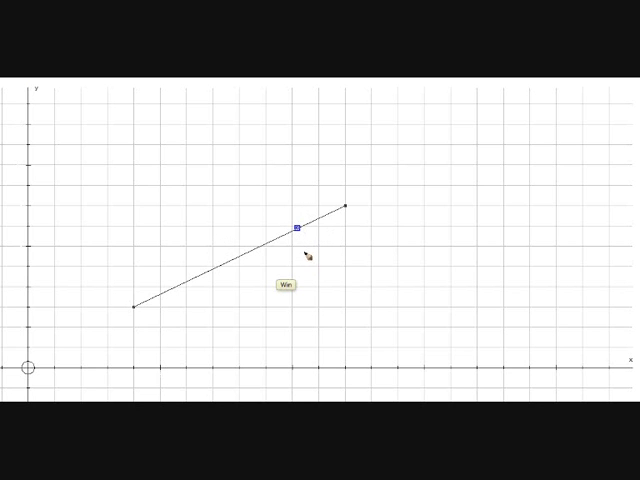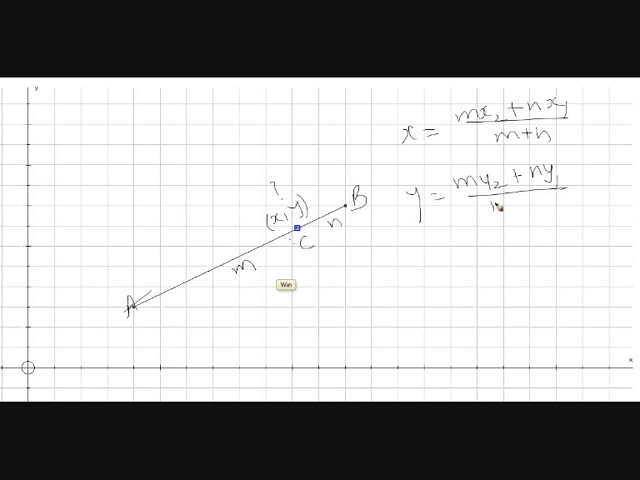In general, we can say that if the point C cuts the line AB in the ratio m:n, what will be the coordinates of C? The proof is left to the viewers, but the answer can be given here, which is m x2 plus n x1 over m plus n as the x coordinate of C, and m y2 plus n y1 over m plus n as the y coordinate of C.